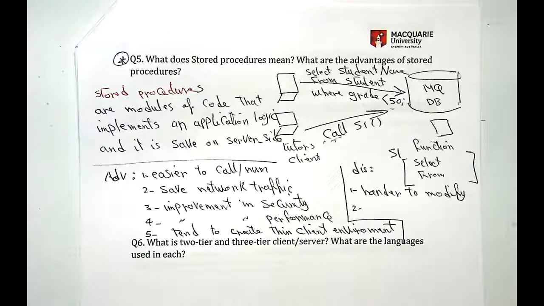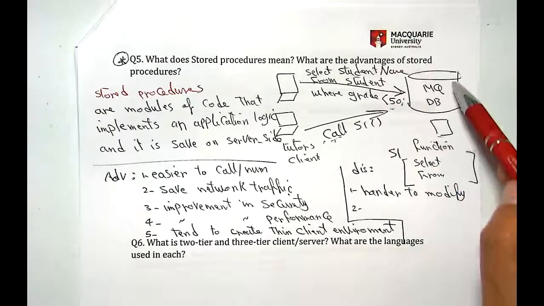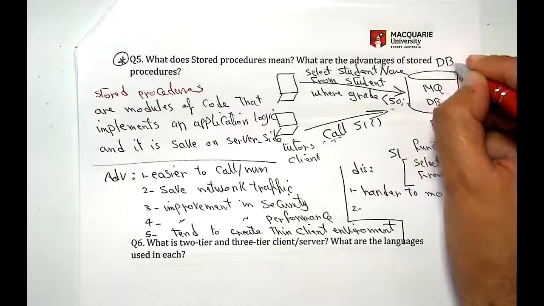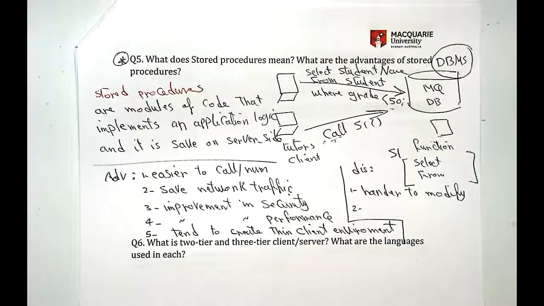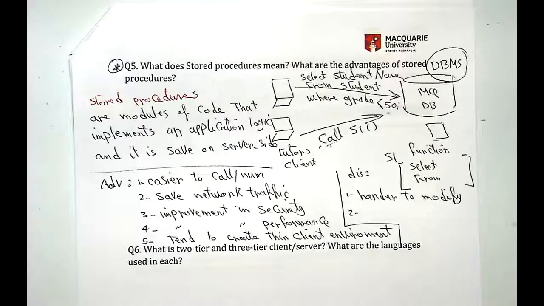If we decide to change, because this stored procedure is not saved on the server, it is actually saved on the DBMS. So the stored procedures are saved on the DBMS. And if we decide to upgrade or change this DBMS, maybe we are not going to use MySQL, maybe Oracle or Microsoft SQL Server, a different DBMS, all the stored procedures will be lost.